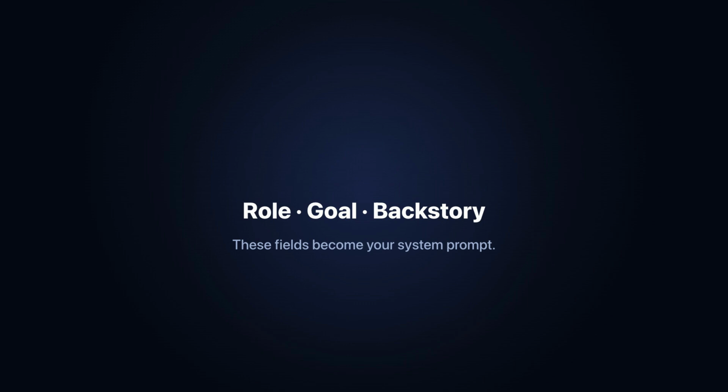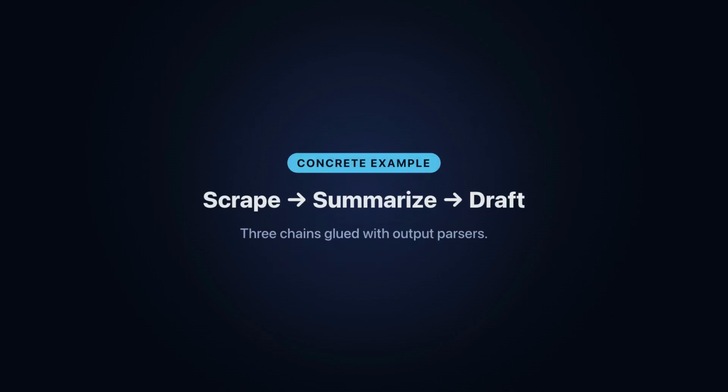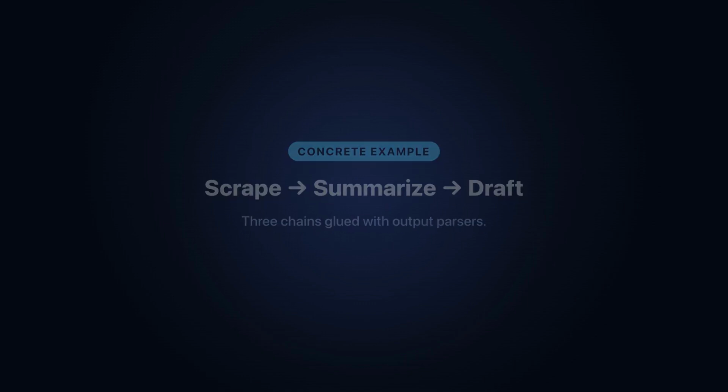Consider a concrete example. Say you had a LangChain pipeline that scraped articles, summarized them, and then drafted a newsletter. In LangChain, that was probably 3 sequential chains glued together with output parsers. In CrewAI, you define a researcher agent, a summarizer agent, and an editor agent. You assign each a task, set the process to sequential, and let the crew run. The handoff between summarizer and editor happens automatically because CrewAI passes task outputs as context to downstream tasks. You've replaced dozens of lines of glue code with 3 clean agent definitions.